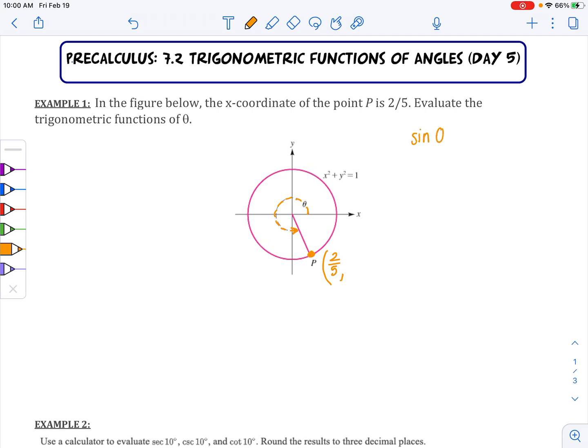We need the sine, cosine, tangent, cosecant, secant, and cotangent. Fun, right?